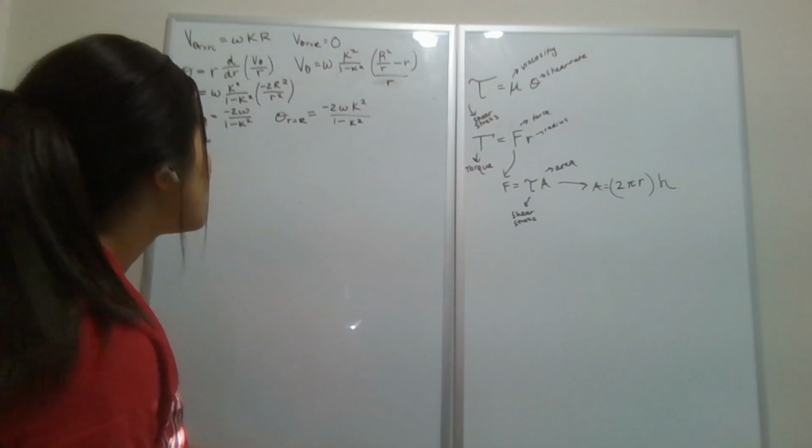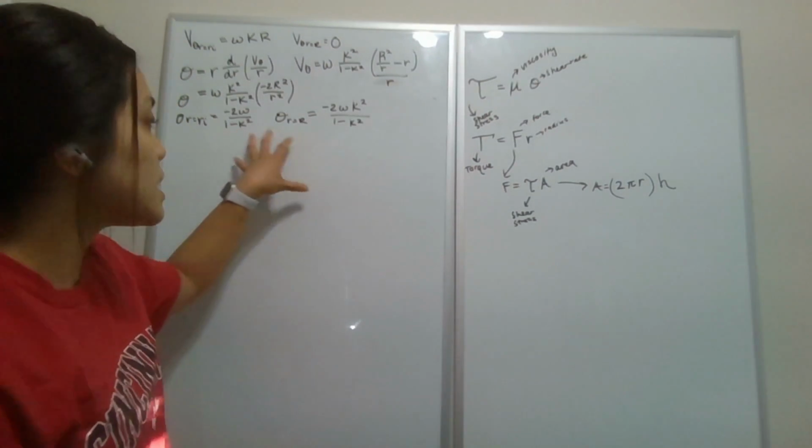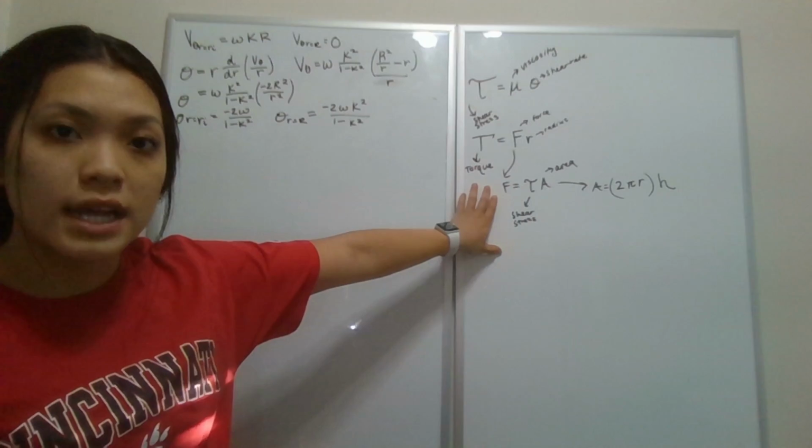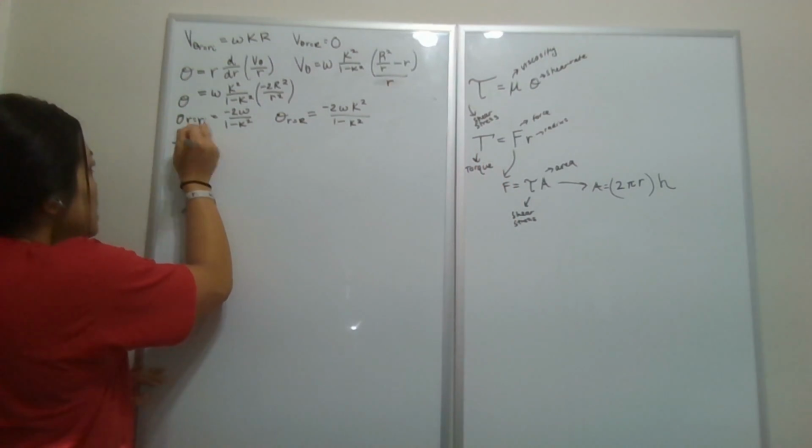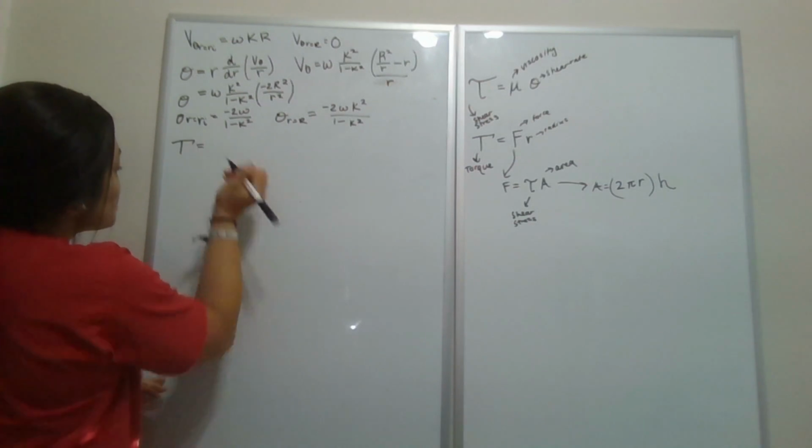Those are the formulas that we just worked out. So now let's begin using this information to identify what the torque is at the inner and outer cylinders. So let's begin at the inner cylinder.